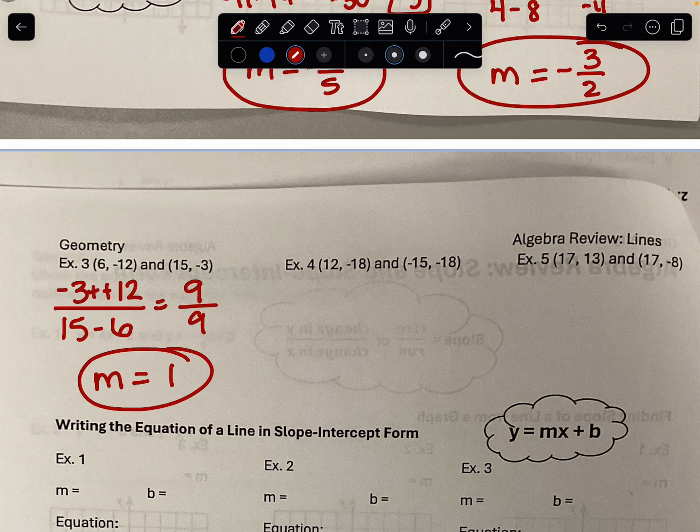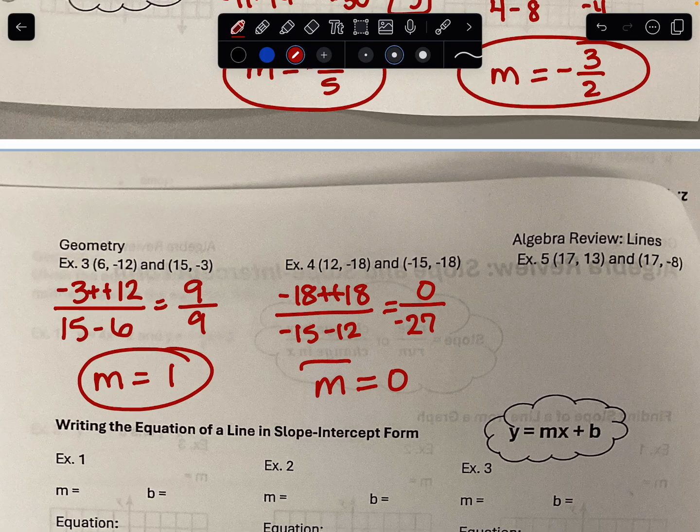Izzy, number 4. -18 minus -18. Good. Over -15 and 12. Yeah, that's fine. Okay, Izzy, what's -18 plus 18? 0. And then -15 minus 12. -27. And 0 divided by anything is 0, right? Okay, it's like if I bring 0 pieces of candy, how many are each of you going to get? 0. I know it's not a great example, but it's true. 0 divided by anything is still 0.